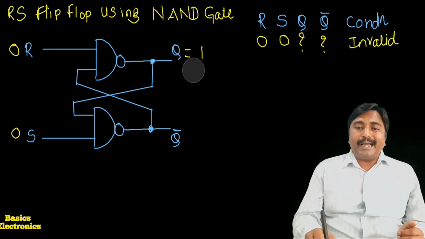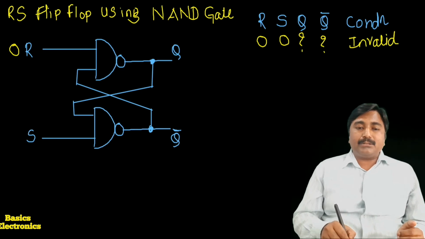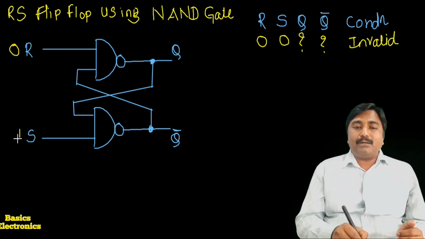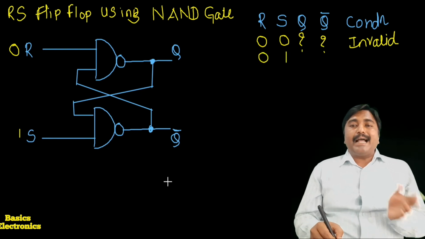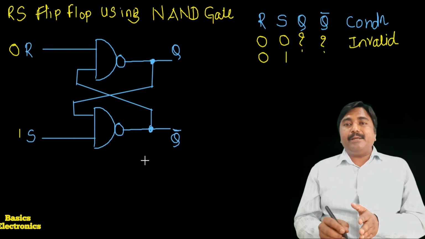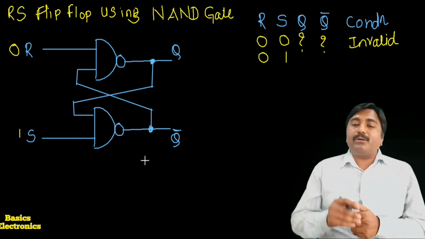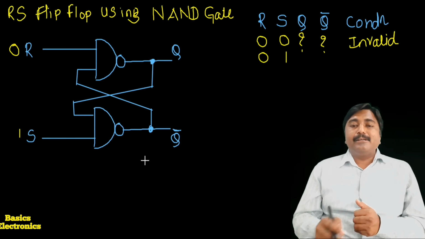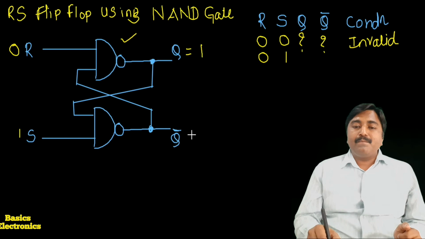Now we apply the other inputs, R equals 0 and S equals 1. As per the don't care condition, if any one input of the NAND gate is logically low, then its output is logically high. So the input for the upper gate is low, R equals 0. It means we get Q equals 1 and Q bar equals 0.